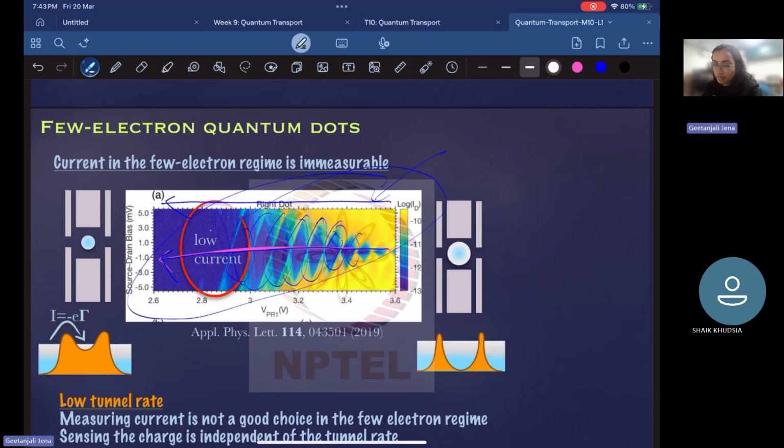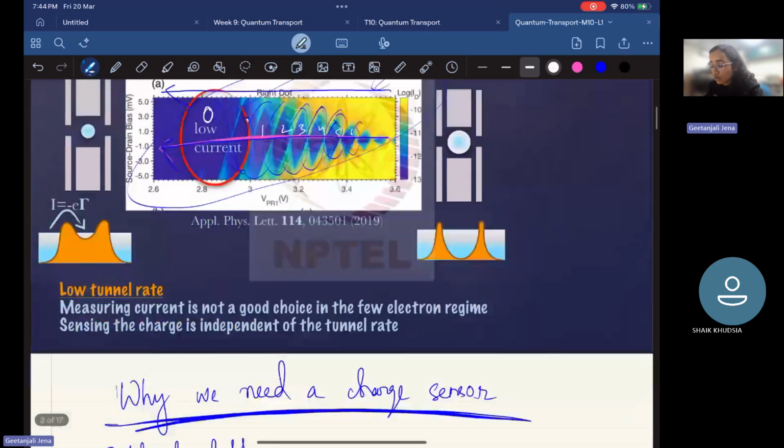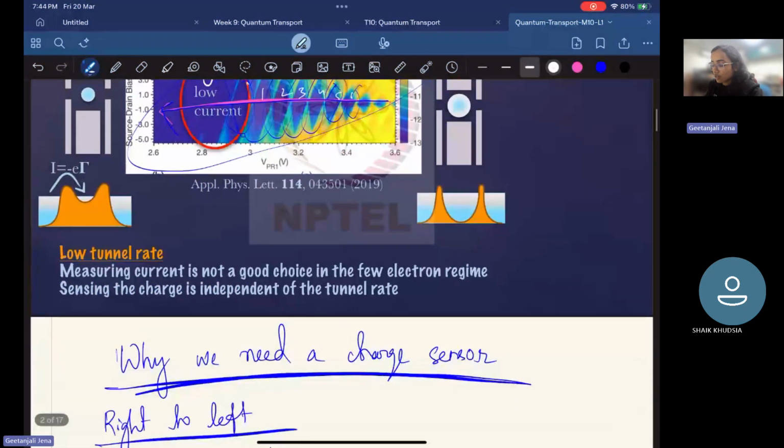This is the main discussion. Can we say that this is zero? This is 1, 2, 3, 4, 5, 6, and we found that this is not the case, because even though it's a low current region, the charge is not zero.